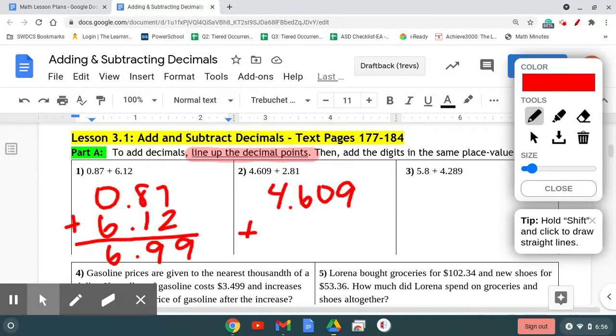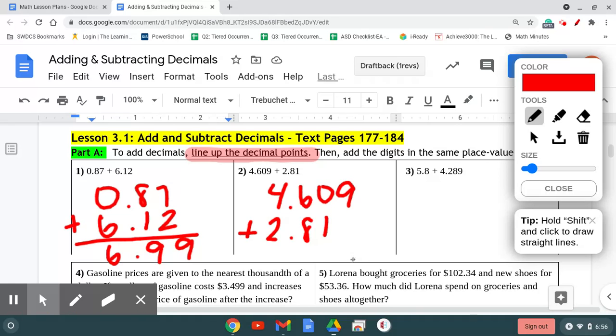I'm going to put my ones under my ones. So this is where you have to know your place value. This 2 is in the ones place, so it's going to go under my 4. And then I'm going to put my decimal, 8, 1. Now I have an issue because I have this blank spot right here.